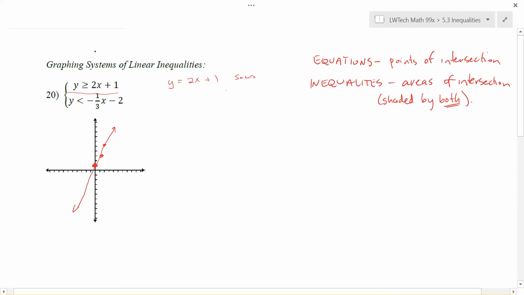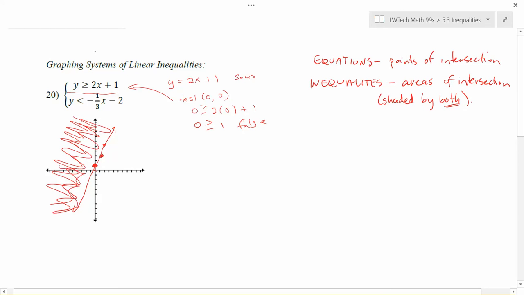The next thing that we want to do is a test. And to do a test, we go back to our original inequality. I can use the point 0, 0 here to test because it does not lie on my line. I end up with 0 is greater than 2 times 0 plus 1, which says 0 is greater than 1, and this is false. So what that means is for my red line here, I do not want to graph the side with 0, 0. I want to graph the other side of the equation. So I'm going to graph this upper region here in red.